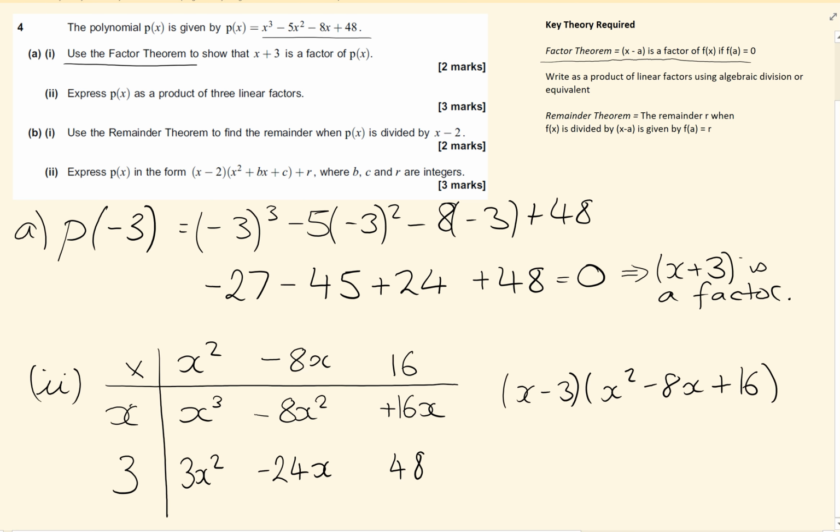Okay, now that would give me 2 marks. I want 3 linear factors, so as a result I need to factorise this thing here. So double brackets, so x plus 3. Now numbers that multiply to make 16 and add up to minus 8, minus 4 and minus 4 come to mind. So x minus 4 and x minus 4. And there we have my 3 linear factors for this question.